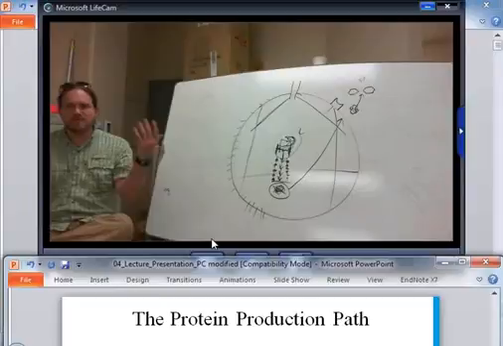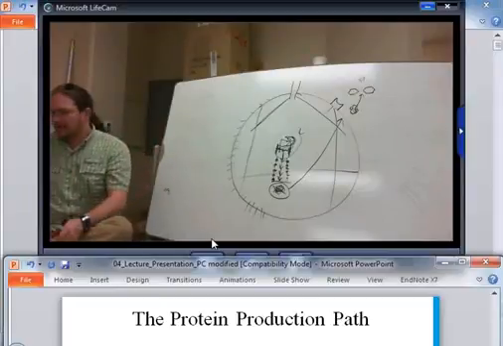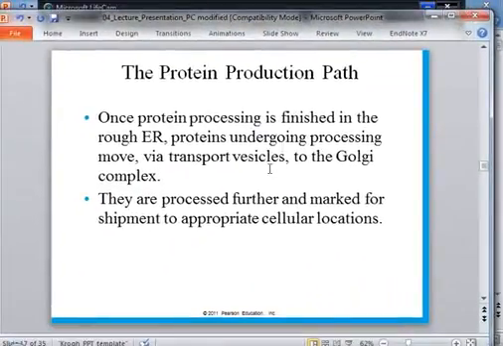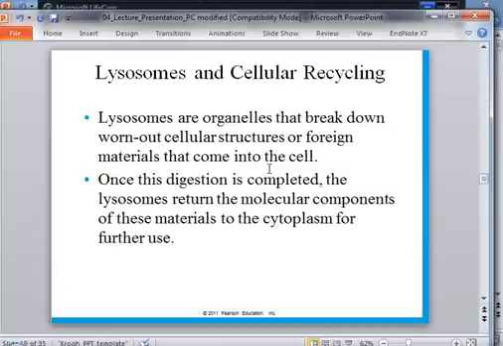And of course, those are the main parts of the factory. We talk about making a protein, but let's look at some other parts that are involved in this factory. Lysosomes and cellular recycling. Lysosomes are organelles that break down worn-out cellular structures or foreign materials. And your factory analogy says that lysosomes are like the maintenance workers.